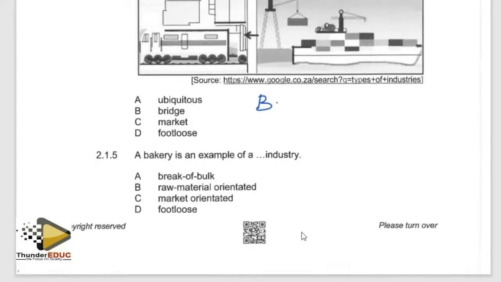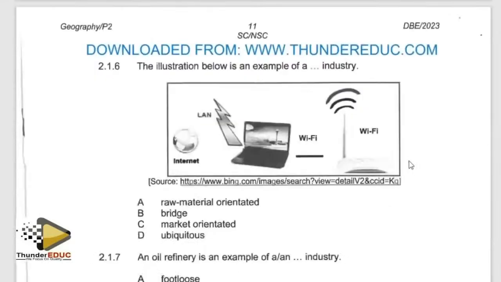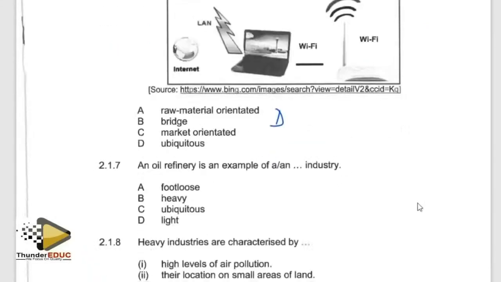A bakery is an example of which kind of industry? This is what you call market oriented, because you have to locate them close to the market as bread and bakery products get spoiled so quickly. Okay, 2.6. This illustration below is an example of Wi-Fi, internet. This is ubiquitous, which is D. Remember how we say they can be anywhere so long as there is market.